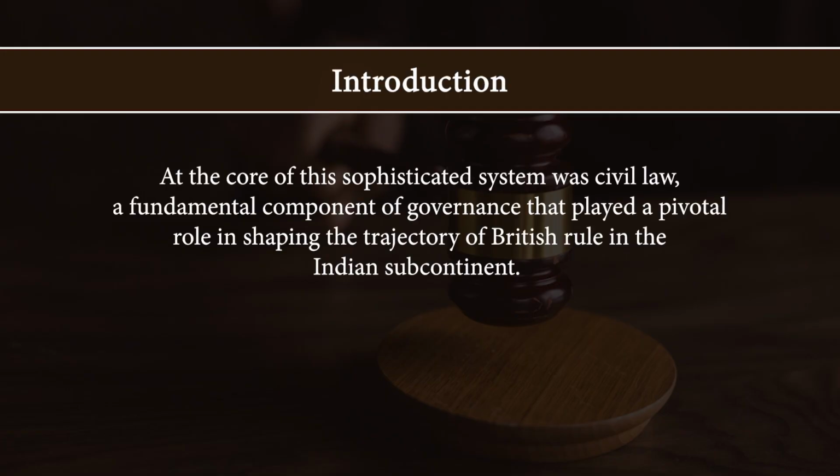The onset of the British East India Company's presence in India marked the commencement of an intricate legal system that underwent a transformative evolution over several centuries. At the core of this sophisticated system was the civil law, a fundamental component of governance that played a pivotal role in shaping the trajectory of British rule in the Indian subcontinent.